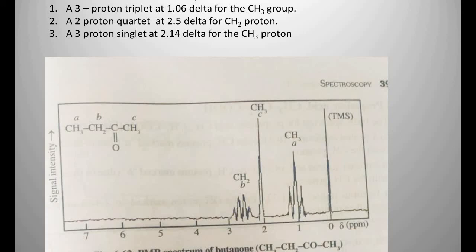Another is a 2 proton quartet at 2.5 delta for the CH2 proton. Next comes the CH2 proton. It is split into 4 due to its interaction with the CH3, and its position is 2.5 delta.